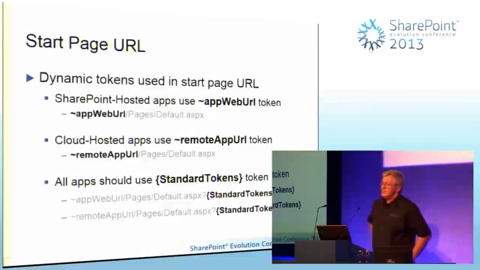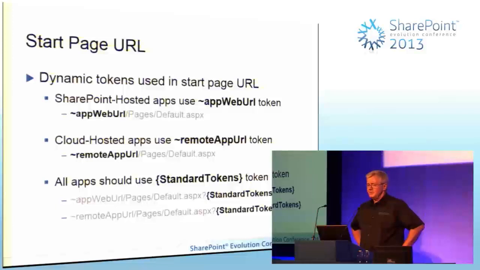Tokens. For instance, what is the start page? Well, the start page can't be known at development time if it creates the app web at installation time. So SharePoint supports dynamic tokens such as ~app web URL. And the idea is when you install the SharePoint app, SharePoint reads that out of the manifest and leaves it inside here. And as it creates the URLs at runtime, it takes the URL to the app web and puts it inside there. There's the exact same thing with the remote app URL.